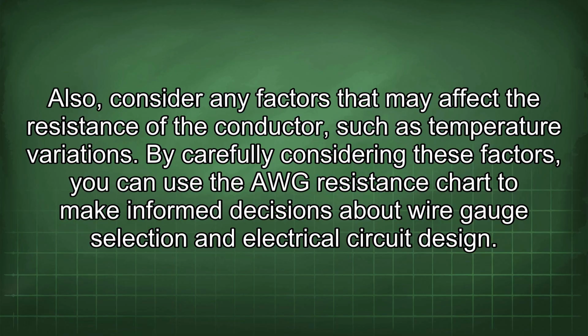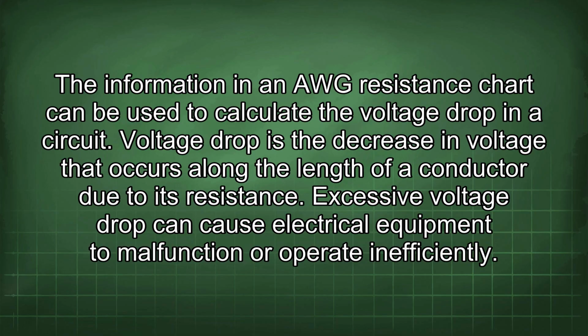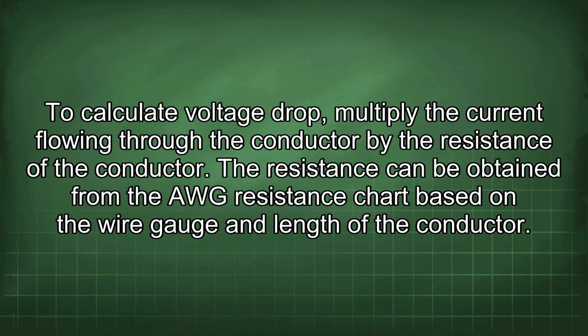By carefully considering these factors, you can use the AWG resistance chart to make informed decisions about wire gauge selection and electrical circuit design. The information in an AWG resistance chart can be used to calculate the voltage drop in a circuit. Voltage drop is the decrease in voltage that occurs along the length of a conductor due to its resistance. Excessive voltage drop can cause electrical equipment to malfunction or operate inefficiently. To calculate voltage drop, multiply the current flowing through the conductor by the resistance of the conductor. The resistance can be obtained from the AWG resistance chart based on the wire gauge and length of the conductor.